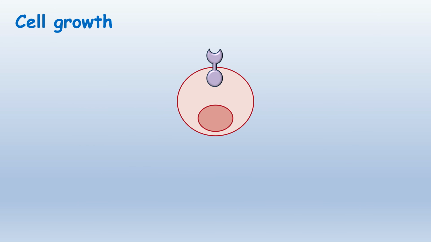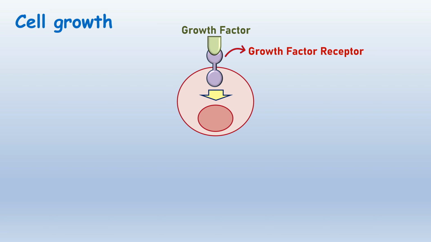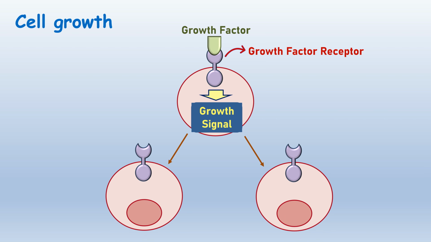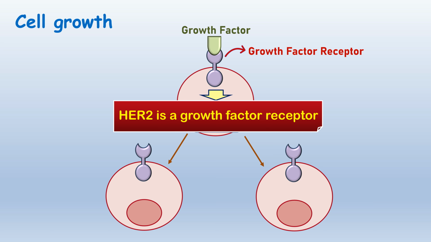Our body controls cell growth very precisely. When certain cells need to grow, the body sends a signal called a growth factor. This binds to a growth factor receptor on the cell surface. Once bound, the receptor is activated and sends a signal inside the cell to trigger cell division and growth. There are many types of growth factor receptors, and HER2 is one of them.